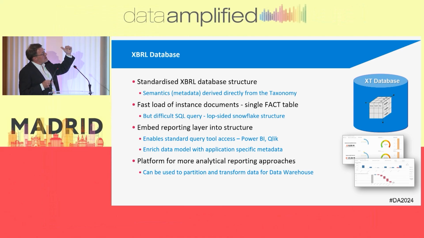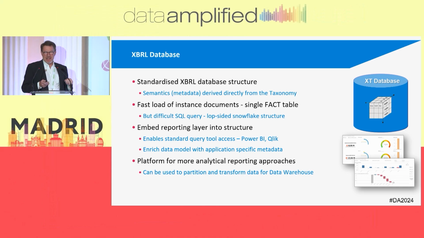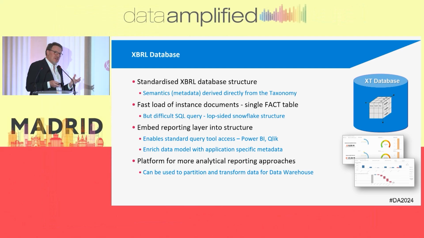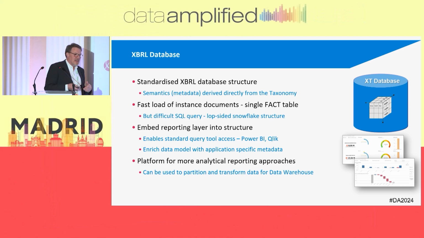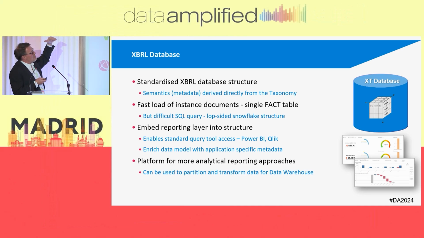So the answer has been to try and find a standardized way of storing the XBRL taxonomy, of keeping that rich semantics that we invest in the taxonomy model, and then also finding a way of loading instance documents quickly, because it's no good waiting hours for an instance document to be loaded. So you typically end up with a very simple snowflake structure, is the way to describe it.